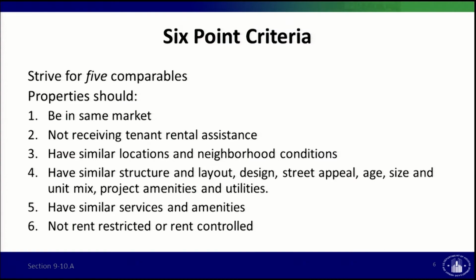Now let me end this slide by saying that we strongly encourage appraisers to find 5 comps that meet all of these 6 criteria. We use the short term "strive for 5." However, there may be circumstances where finding 5 similar projects just is not possible. The guide therefore provides guidance on what to do when insufficient comparables can't be found. We're going to discuss that in the following slides.